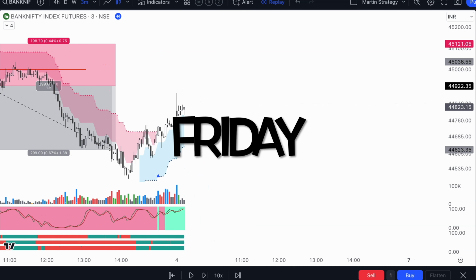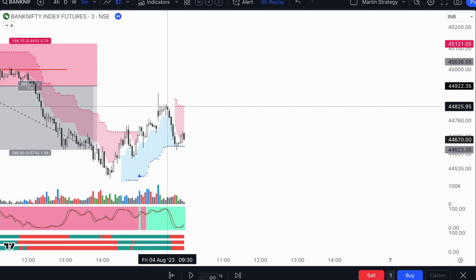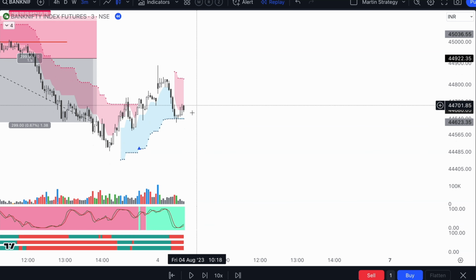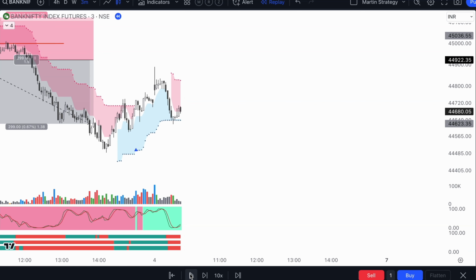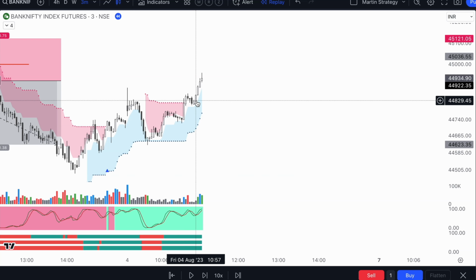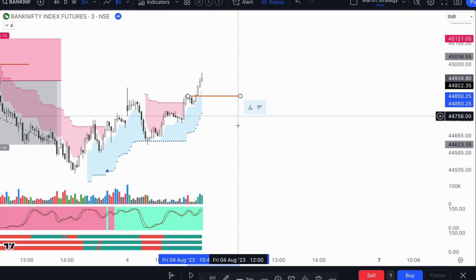Let me just mark the high. So we don't have a valid signal. Let's forward 2-3 candles. So again, we formed a Martin cloud. So that breakout is out. That would mark as a signal candle. So this bottom breakout would mark as a trade candle. We don't have a trade candle here. That's a signal candle. So 3 candles passed. So that was invalidated. So I'll just mark the high.